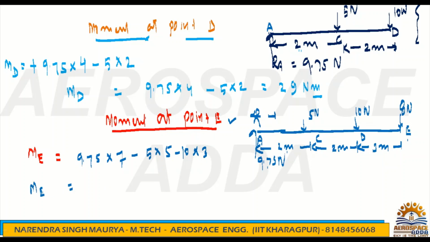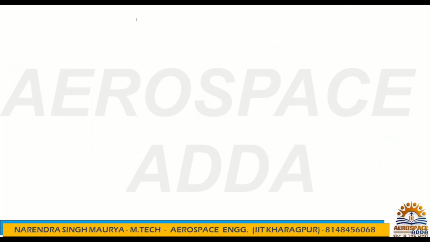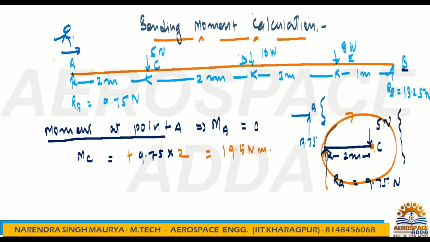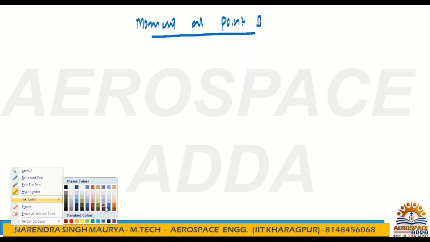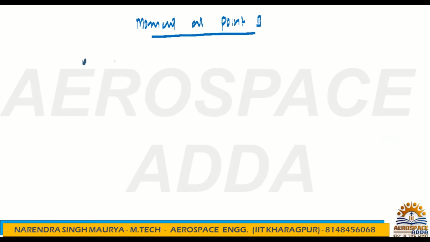This will come 13.25, right? It's 13.25 Newton meter. Now, simple, you have to write the moment at the last point, which is nothing but B. See, after E we have B. So it's B now. You are starting at point A and reaching point B.